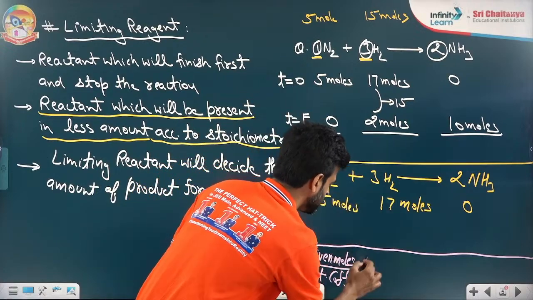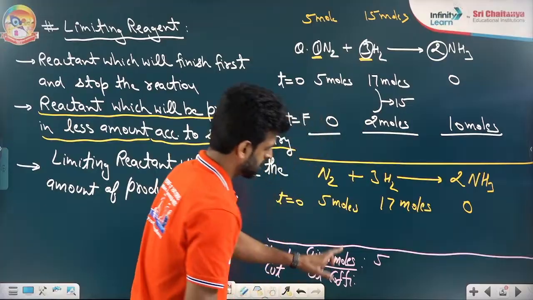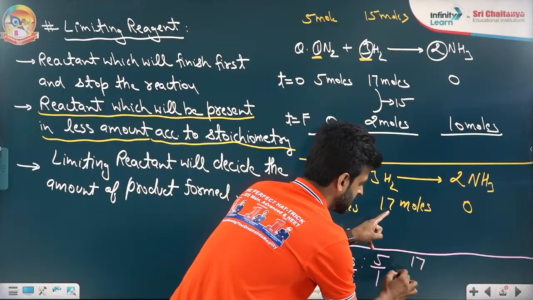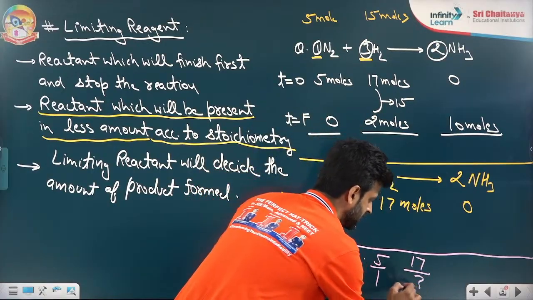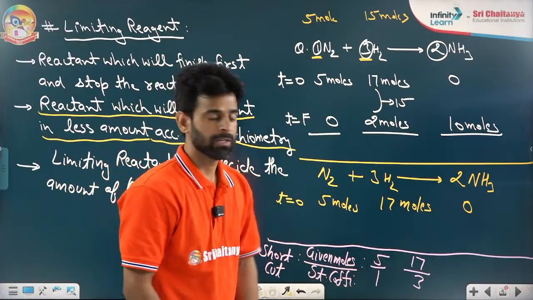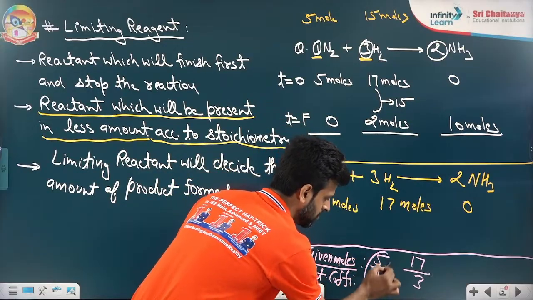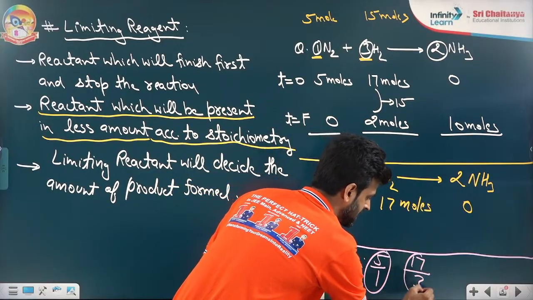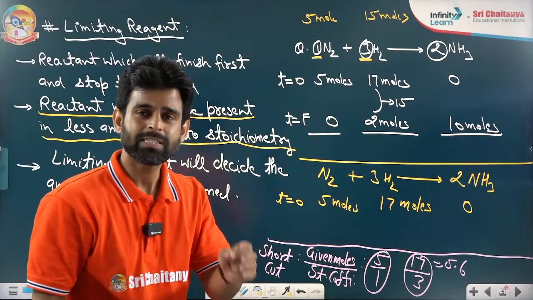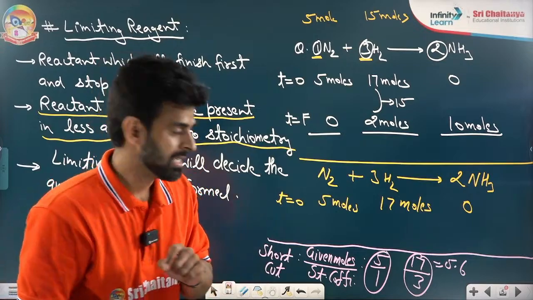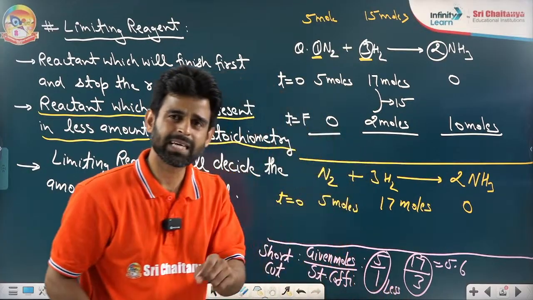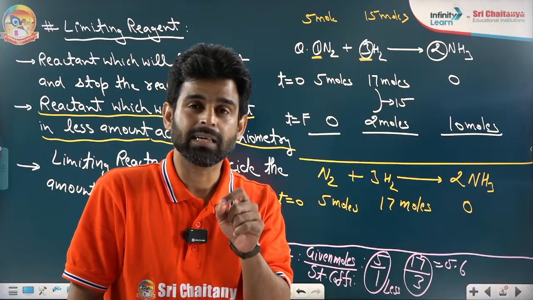Given moles are how many? 5. Stoichiometric coefficient how much? 1. So 5 by 1. Given moles 17, stoichiometric coefficient 3. You have to divide the given moles by the stoichiometric coefficient. So by dividing, 5 by 1, and 17 by 3 gives something like 5.6, right? Which number is coming less? This is the smaller number. Whatever gives the smaller number is the limiting reactant.